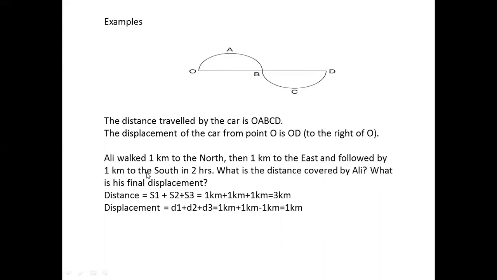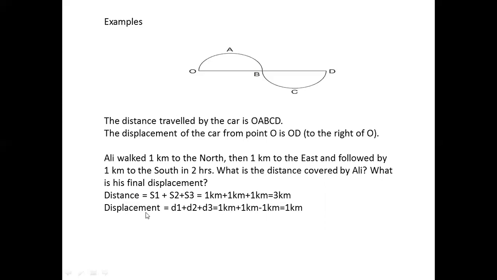Next example: Ali walked 1 kilometer to the north, then 1 kilometer to the east, followed by 1 kilometer to the south in 2 hours. What is the distance traveled by Ali and what is his final displacement? Distance is given by the symbol S. Displacement is given by the symbol D. There are three distances given. Distance is equal to the sum of the three distances: 1 kilometer plus 1 kilometer plus 1 kilometer. The answer is 3 kilometers.